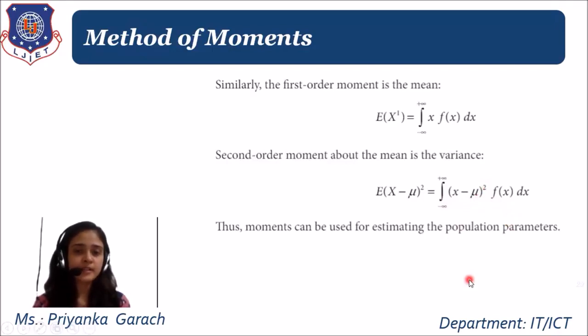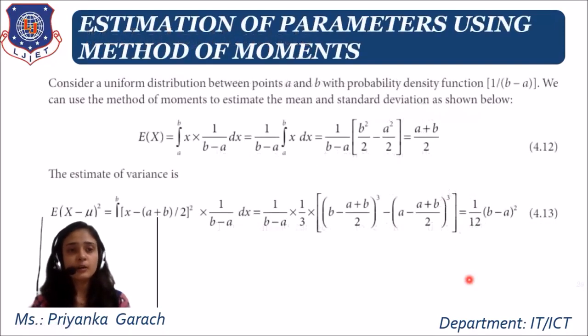Like this, the moments can be used for estimating the population parameters. This is the estimation of the parameters using the method of moments. Over here, based on the sample elements, we are estimating the parameters of the population. This is what we are talking about in unit number 4, and these are all the things related to that.